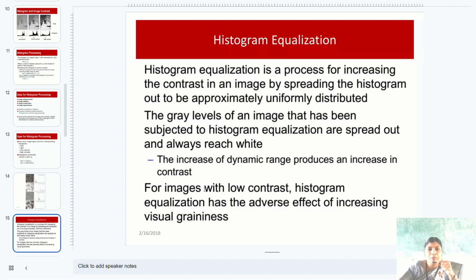So moving to histogram equalization. Histogram equalization is the process of increasing the contrast of an image by spreading the histogram out to be approximately uniformly distributed. The gray levels of images that have been subjected to histogram equalization can be spread, and they will always reach the white. This increases the dynamic range, produced by the increase in the contrast. For images with low contrast, histogram equalization has the adverse effect of increasing visual graininess.